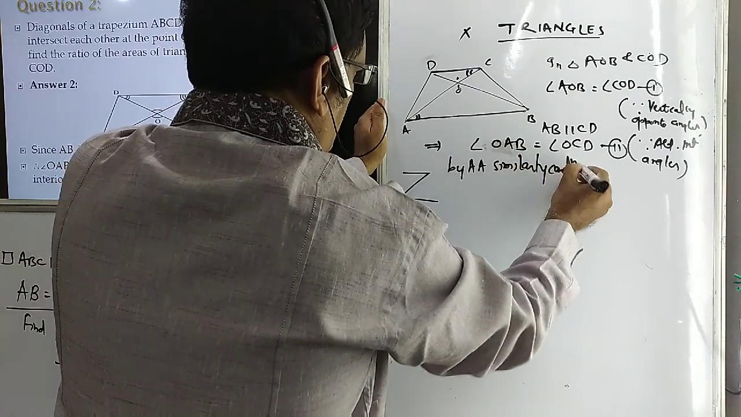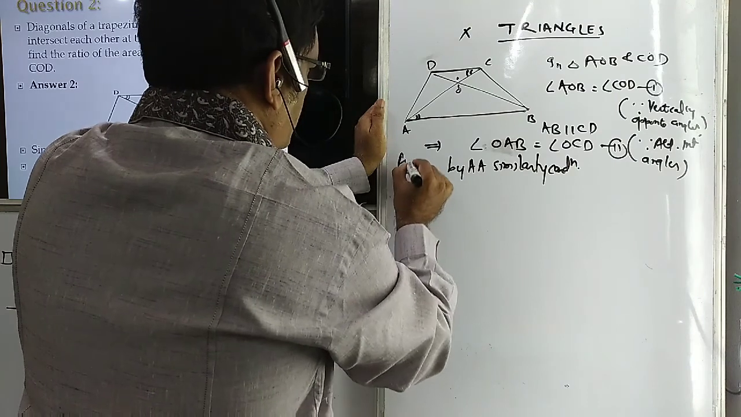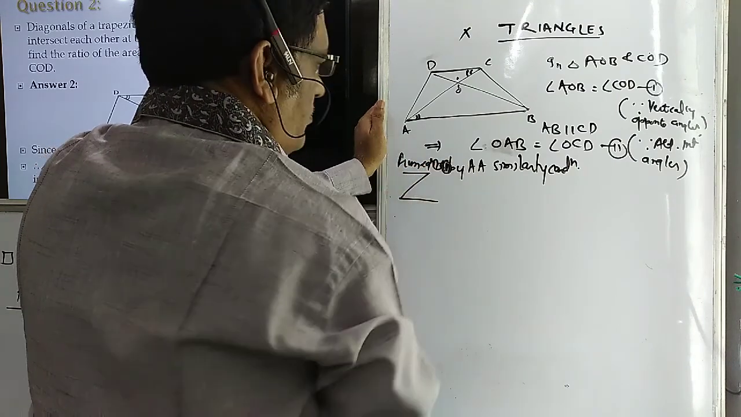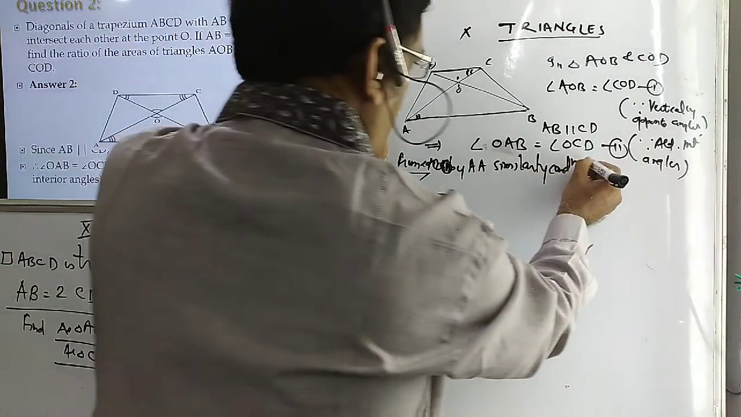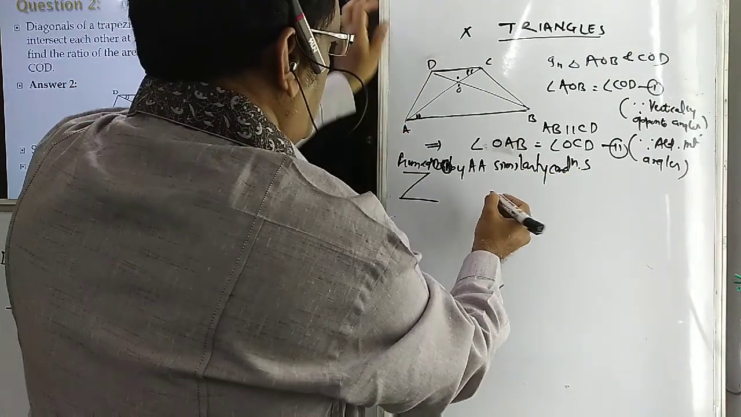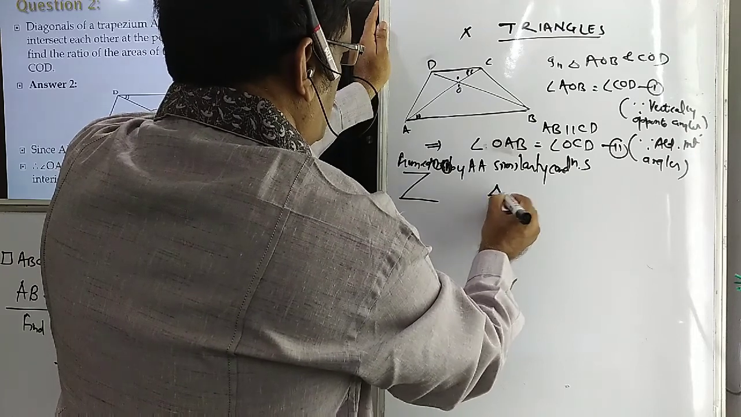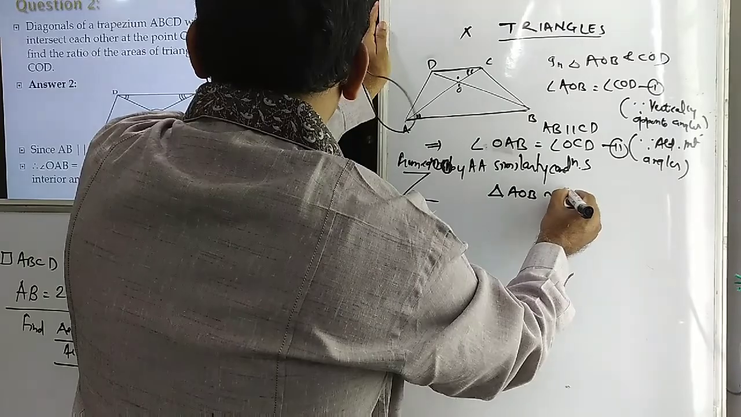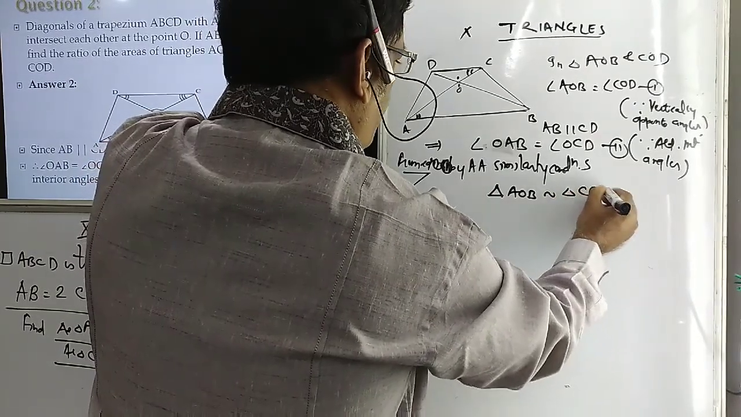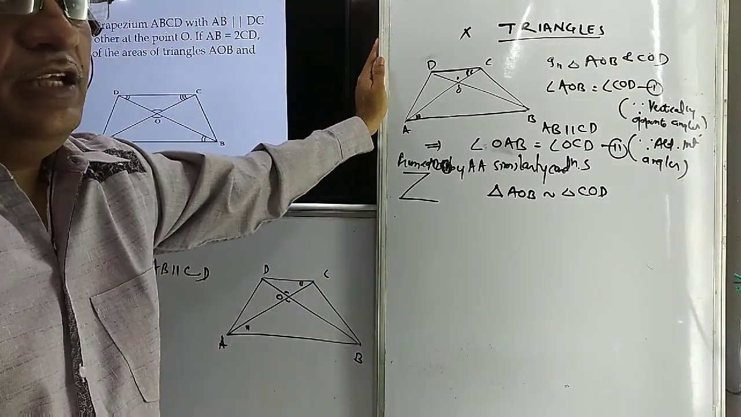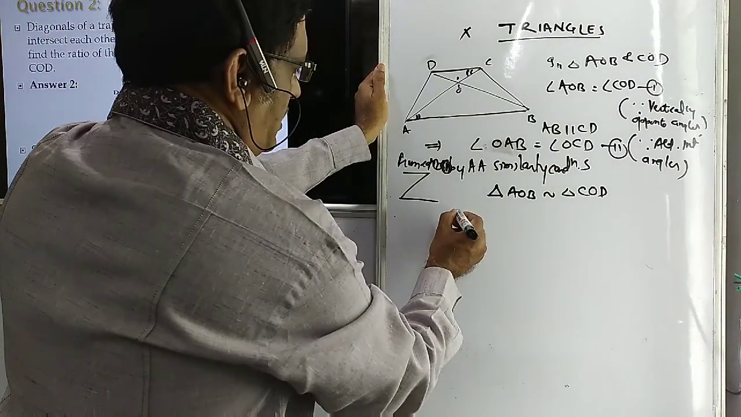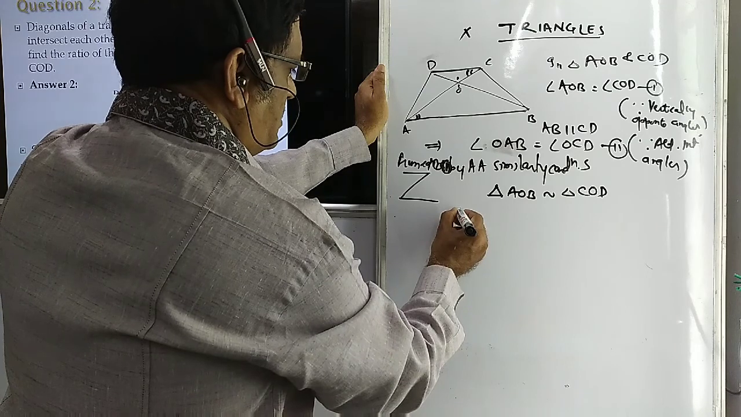Now with these two conditions, from equations 1 and 2, by AA similarity condition, these two triangles, which two triangles? Triangle AOB is similar to triangle COD. And if these two triangles are similar, you know that the ratio of areas of two similar triangles is equal to the ratio of squares of their corresponding sides.